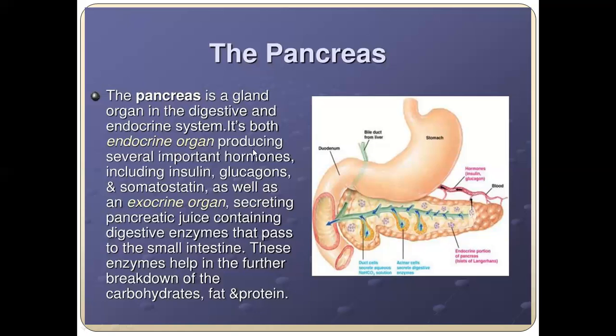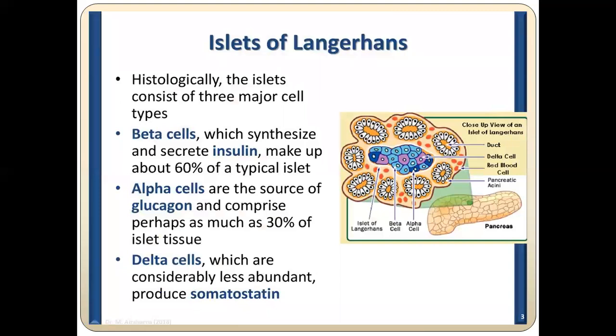And what about the endocrine? Some portion of the pancreas contains endocrine cells, and this portion is called islets of Langerhans. Now, what about the islets of Langerhans? You can see this is the picture of the islet of Langerhans. It consists of three major types: beta cell, alpha cell, and delta cell.